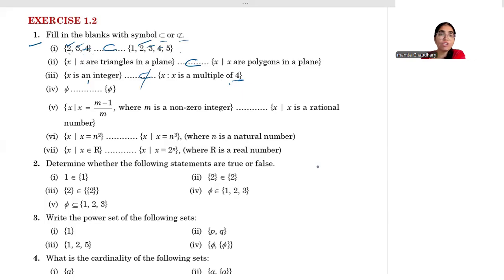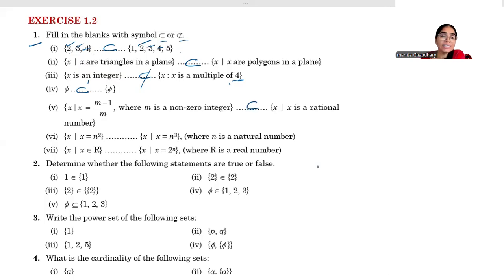Okay, next, phi. Yes, we know that phi is the subset of each and every set. Now, X such that X equals m minus 1 upon m, where m is a non-zero integer. Is it a subset of rational numbers? Yes, it is a subset of rational numbers, because whatever value you put here, you will get a rational number only.